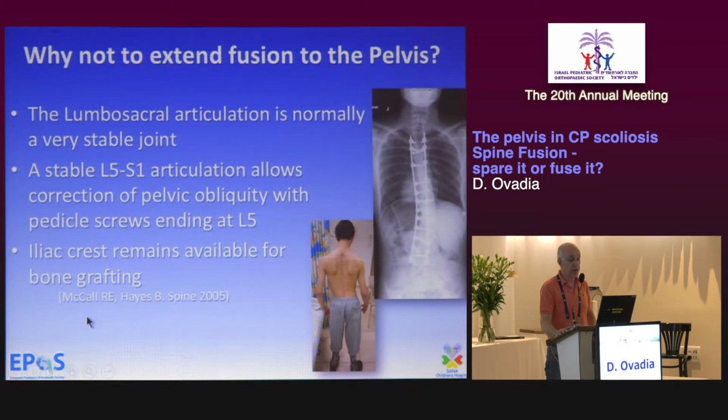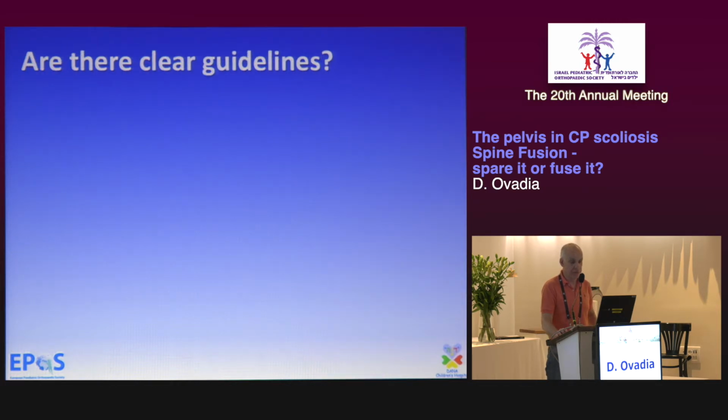This was an article by McCall et al., also published in Spine, which advocated not going to the pelvis in order to improve and maintain the lumbosacral and sacropelvic joints, and his outcomes were comparable without increasing the pelvic obliquity afterwards.